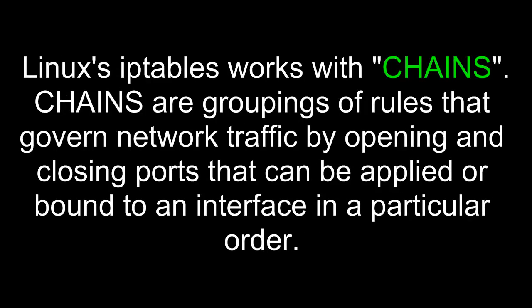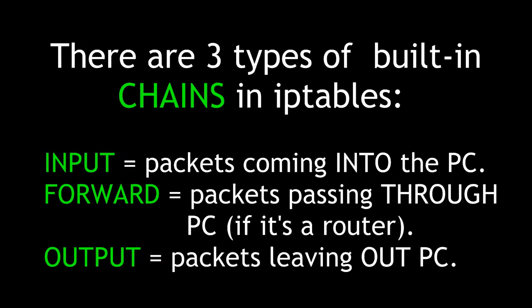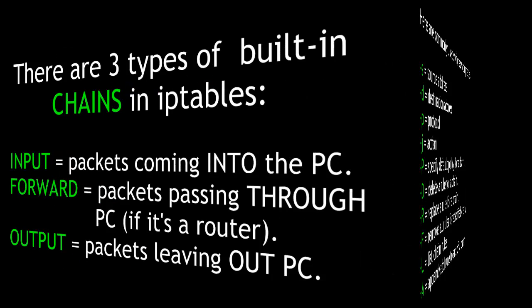Linux iptables work with chains. Chains are groupings of rules that govern network traffic by opening and closing ports that can be applied or bound to an interface in a particular order. There are three types of built-in chains on iptables. Input, which controls packets coming into the PC. Forward, which are packets passing through the PC, if it's configured as a router and multi-homed, that is, it has more than one network card. And output, packets leaving or going out of the PC.